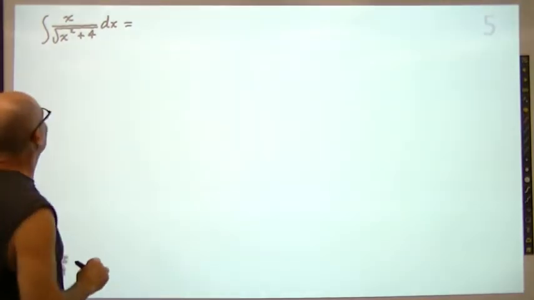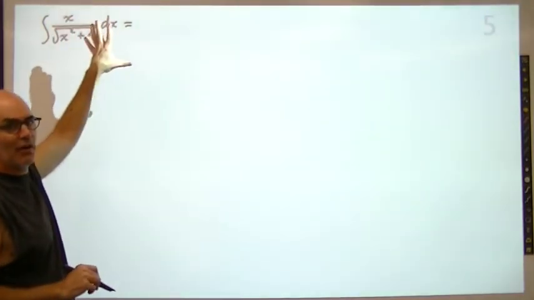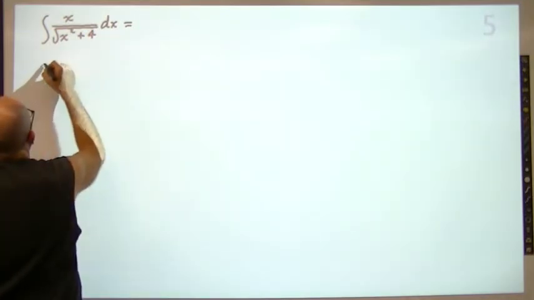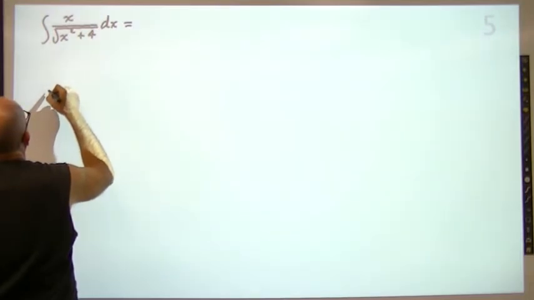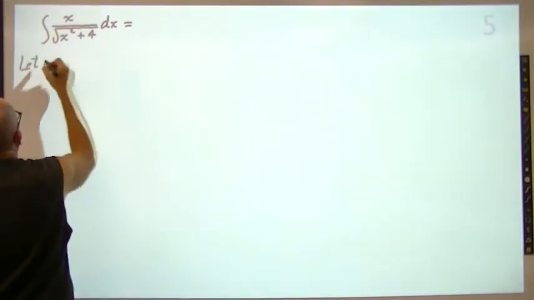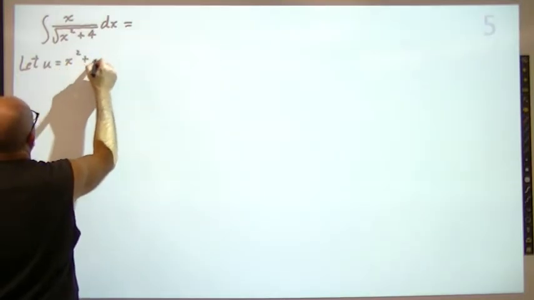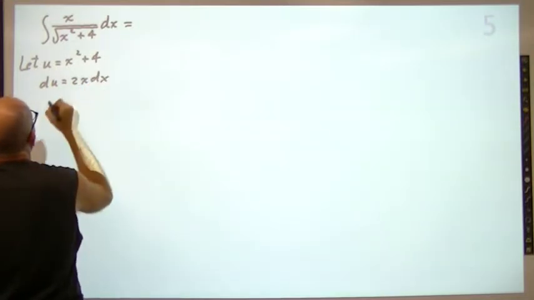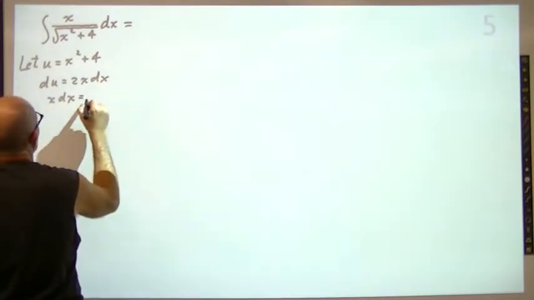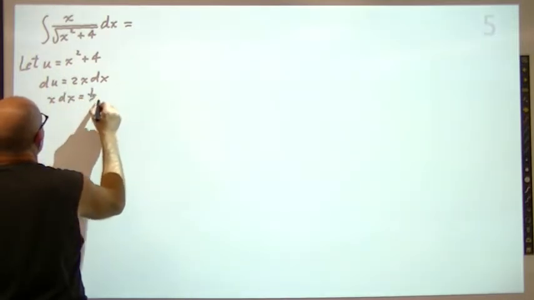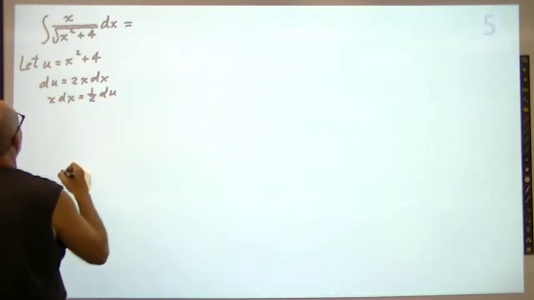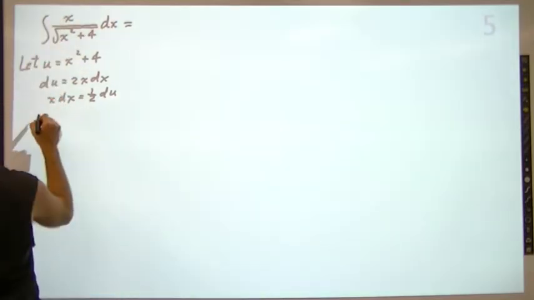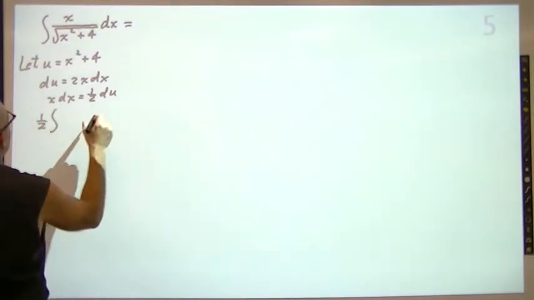Okay, so we don't want a trig substitution here. We want a u substitution, much simpler. So all you do is let u equal x squared plus 4. So du equals 2x dx. So x dx equals 1/2 du. Then our x dx becomes 1/2 du.